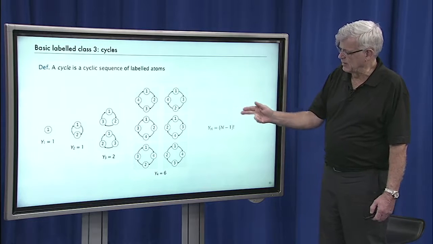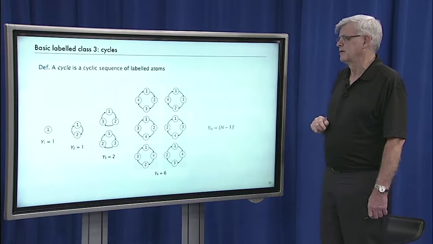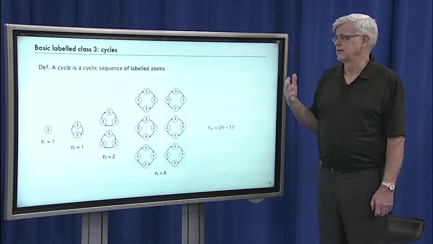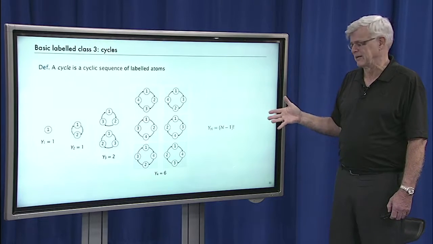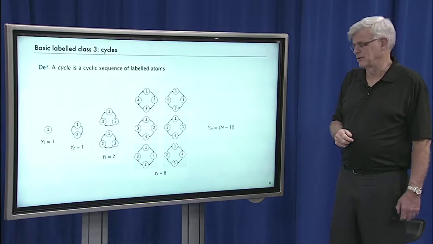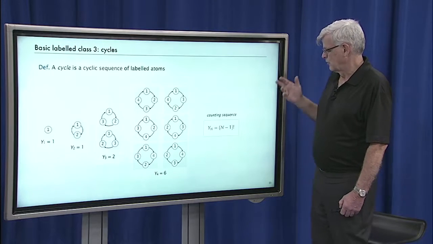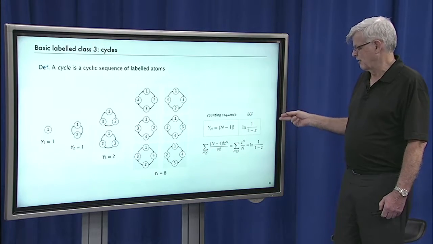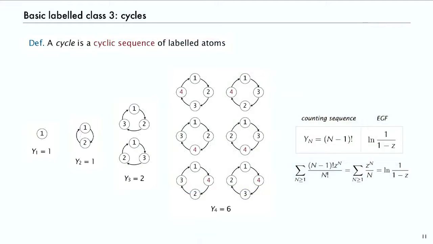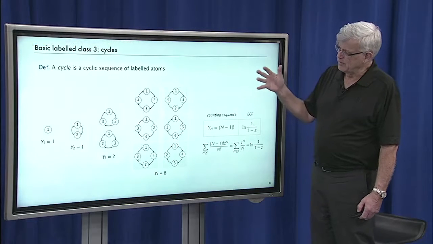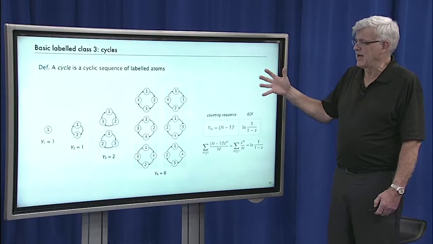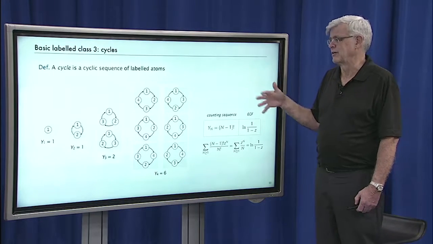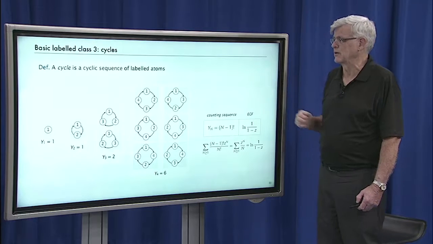And the third one is the one that I introduced at the beginning. It's a cycle. A cycle is a cyclic sequence of labeled atoms. There's n minus 1 factorial cycles of size n. So what's the exponential generating function? It's the sum of n minus 1 factorial, z to the n over n factorial. That's the sum of z to the n over n, or log of 1 over 1 minus z. So those are three basic labeled classes, and they actually serve as the foundation of the combinatorial constructions that we're going to consider.